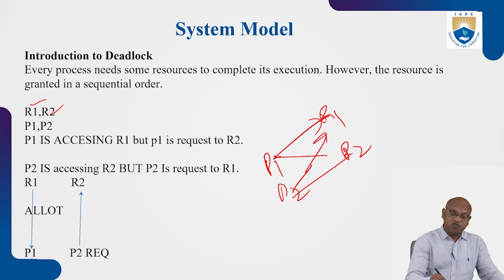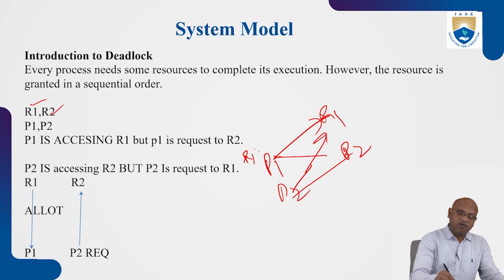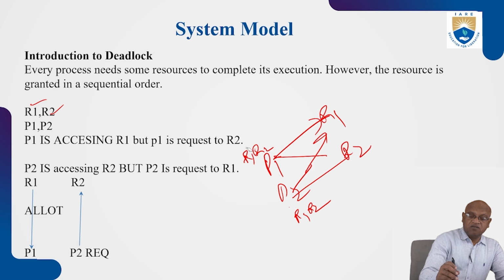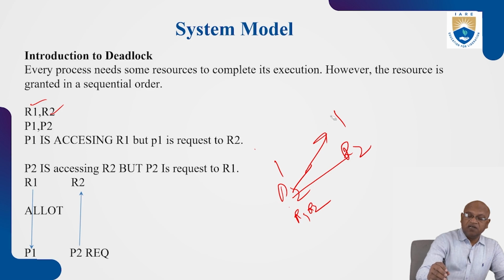For execution of P1, it requires both R1 plus R2. At the same time, for P2 execution, it requires R1 and R2. So P1 is holding R1 and requesting R2, whereas R2 is held by P2. P1 will not release R1, P2 will not release R2. Then the system will be in a deadlock condition. So this is what is meant by deadlock. The system will not get executed. The program will not be executed forever. That is called deadlock.